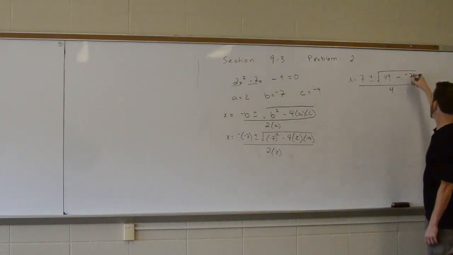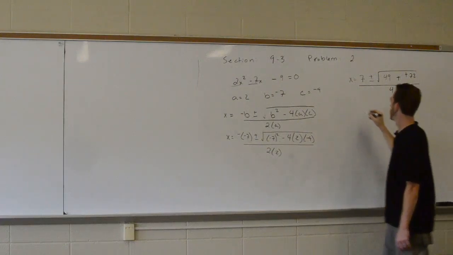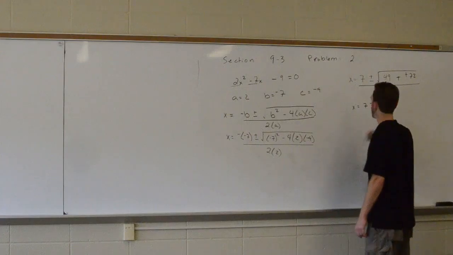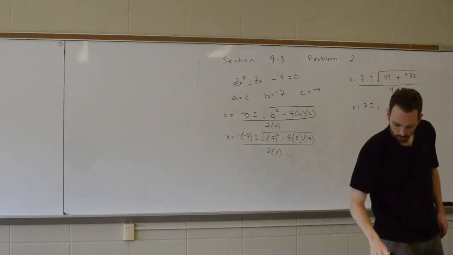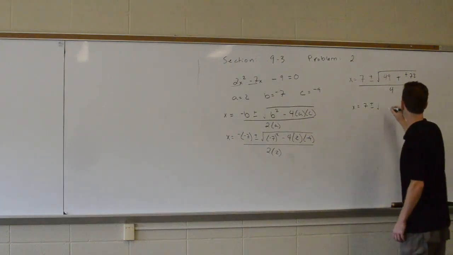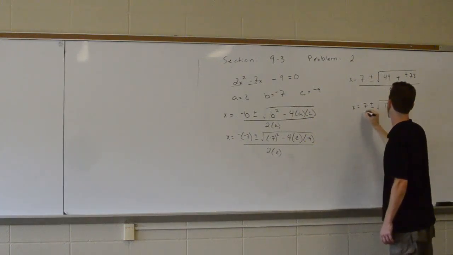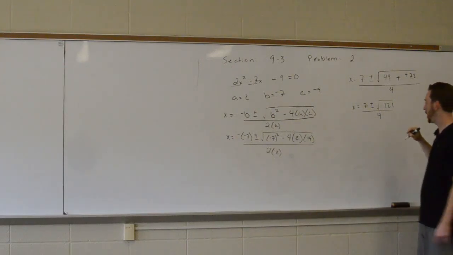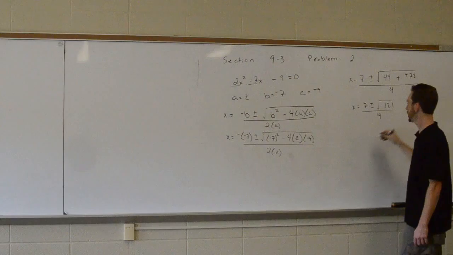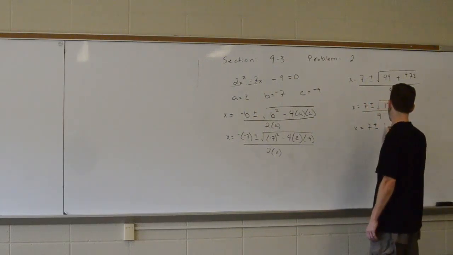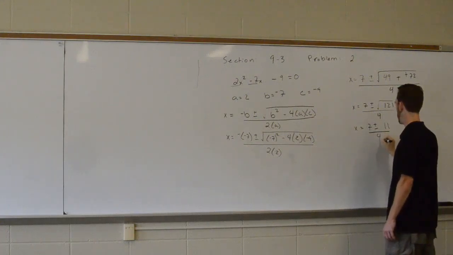So we have a minus here. This becomes plus. So x is going to equal 7 plus or minus the square root of 49 plus 72 is 121, all over 4. 121 is a perfect square. It's 11 squared, so we can rewrite this as 7 plus or minus 11 over 4.